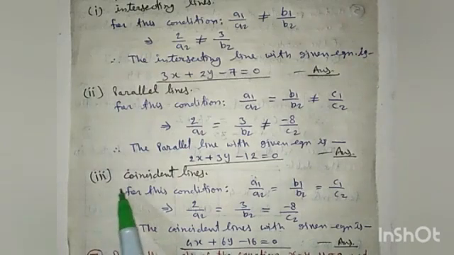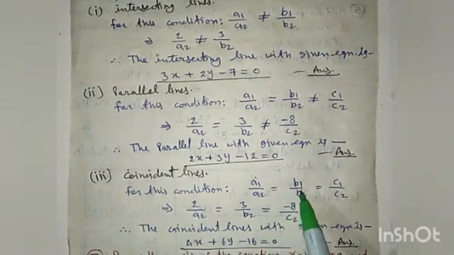And for the third part, coincident lines. For this condition, a1 upon a2 equal to b1 upon b2, that is equal to c1 upon c2. And here it is 2 upon a2 equal to 3 upon b2 equal to minus 8 upon c2.